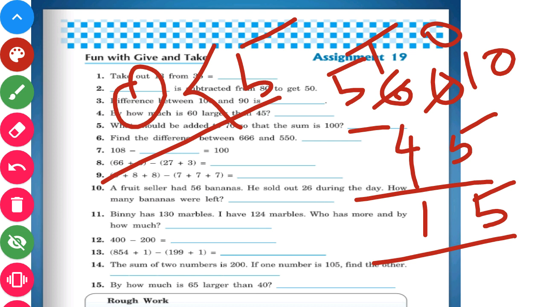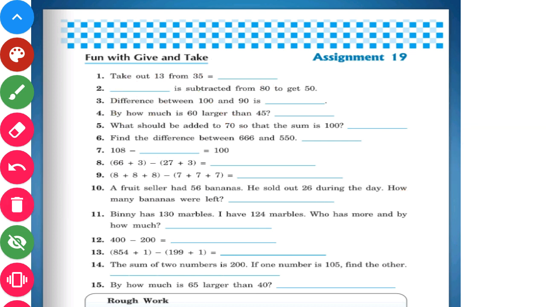Now let us do question number 5. Let us read what question number 5 is. Question number 5: What should be added to 70 so that the sum is 100? Very easy question. What should be added?